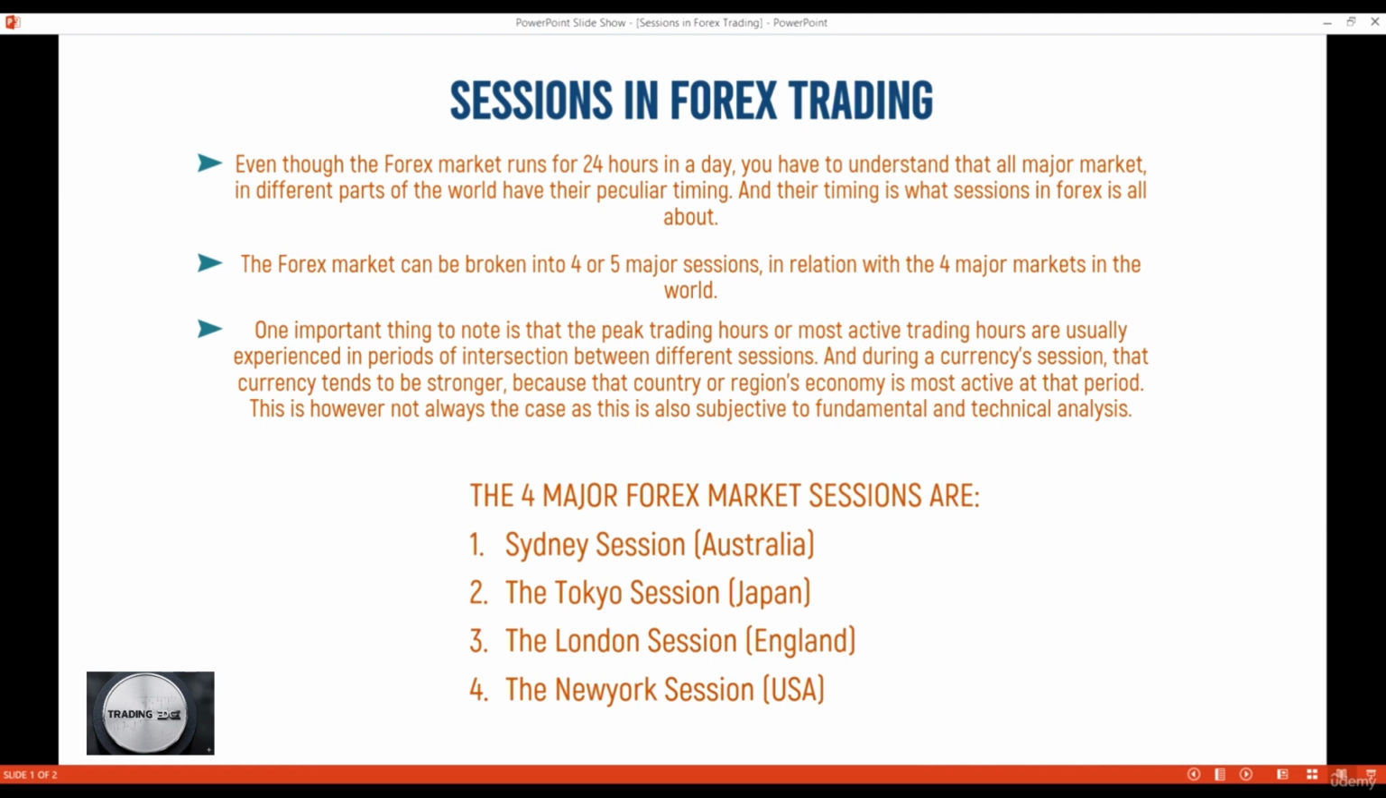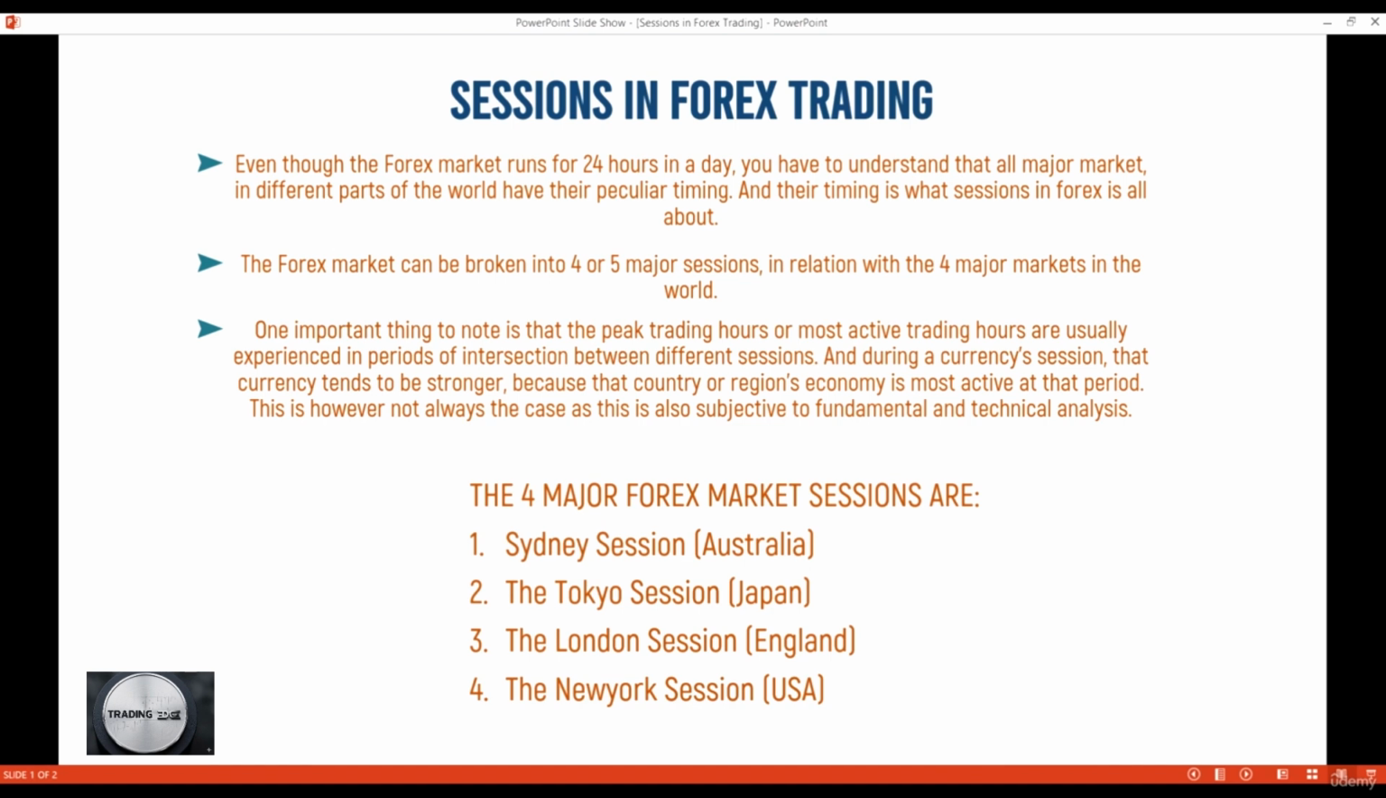Even though the Forex market runs for 24 hours in a day, you have to understand that all major markets in different parts of the world have their peculiar timing. Their timing is what sessions in Forex is all about. So it's basically a time period where traders in a particular region tend to be more active.